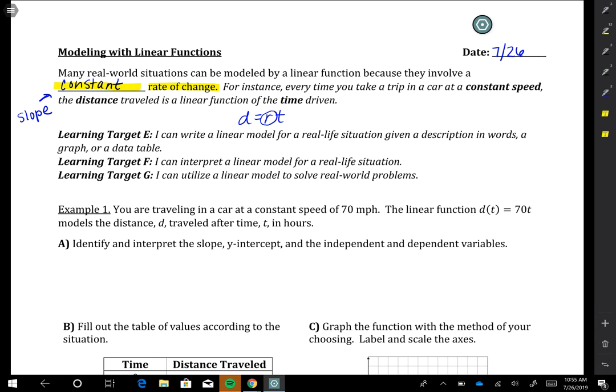We have a few learning targets that we're going to be addressing during this entire lesson. One is that we can write a linear model for a real life situation, given a description in words, a graph, or a data table. The other one is that we can interpret a linear model. So that means we can be given a model and tell what it represents. And the last one is we can utilize a linear model to solve real-world problems. That means we're given an equation and we can use it to answer questions about the situation.